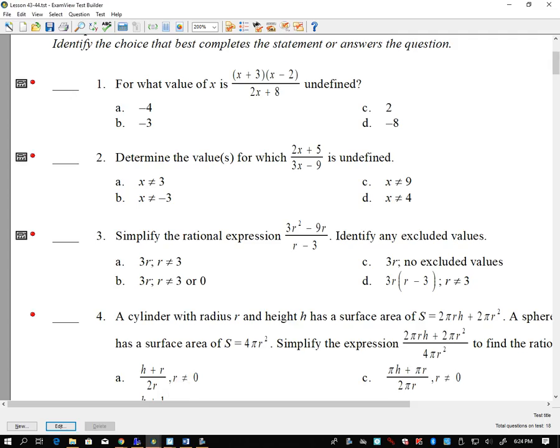All right. So that same process happens now on number 3. It changes it up a little bit. It says simplify the rational expression and then identify any excluded values. So I've got our sheet here, so I'll pull it over to the other page.